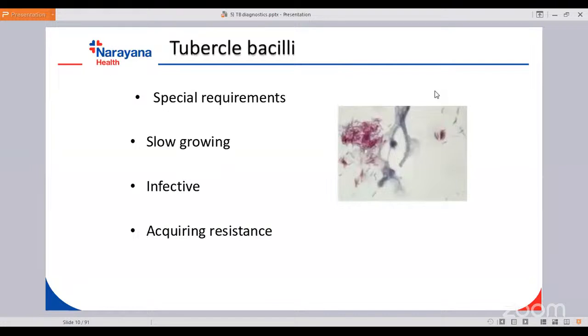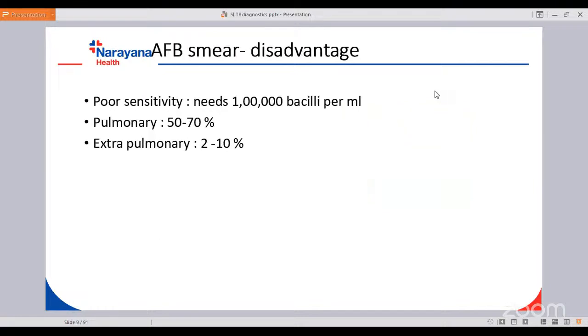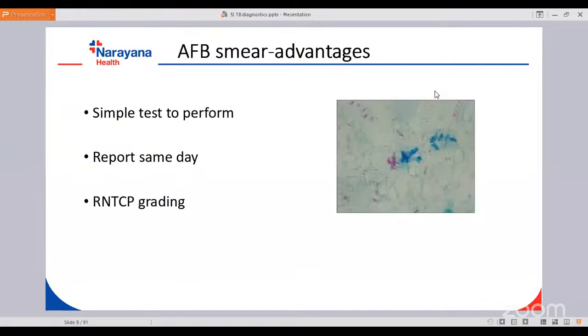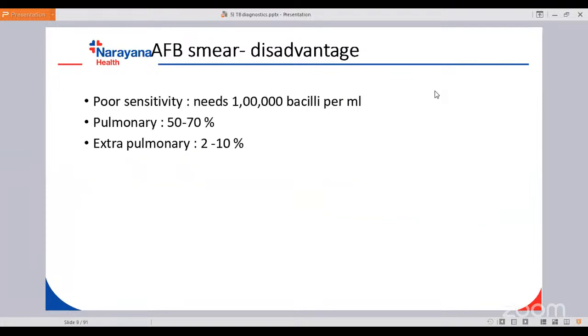Okay. I think people can't hear me well, so I'll speak a little louder. So far I've spoken about AFB smear: it's a very simple test to perform, you get the reports the same day, and there's an RNTCP grading of 3 plus, 2 plus, 1 plus, and scanty, and it has prognostic value. But the disadvantage of AFB smear is that it has poor sensitivity, and therefore it can be detected in 50 to 70% of pulmonary cases and 2 to 10% of extrapulmonary.